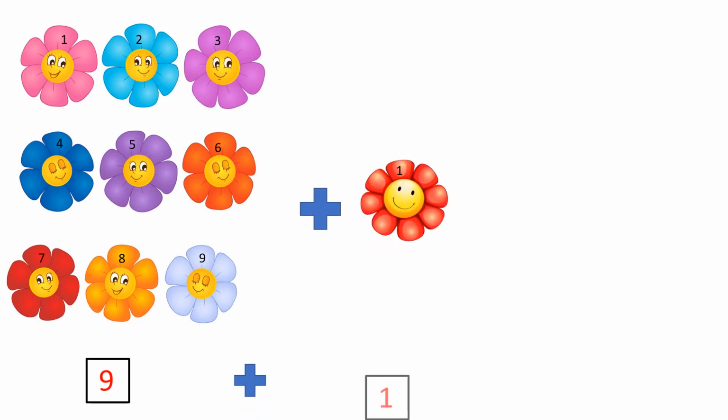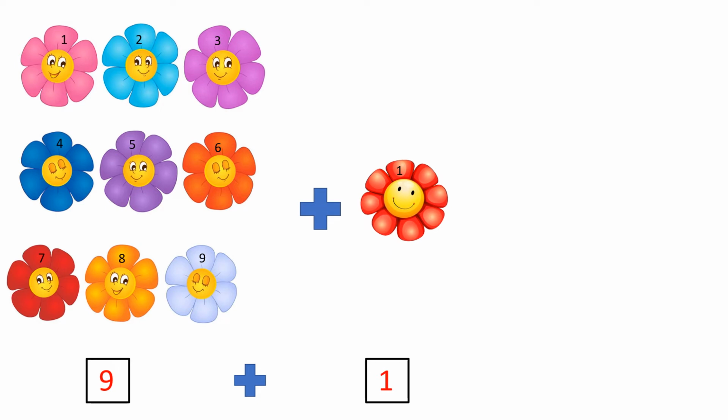Let's do some more practice. Look what is here. Flowers. Let's count the flowers. 1, 2, 3, 4, 5, 6, 7, 8, 9. We have 9 flowers. Now to make it 10, we have to ask for one more. One more. See, one more flower is there.